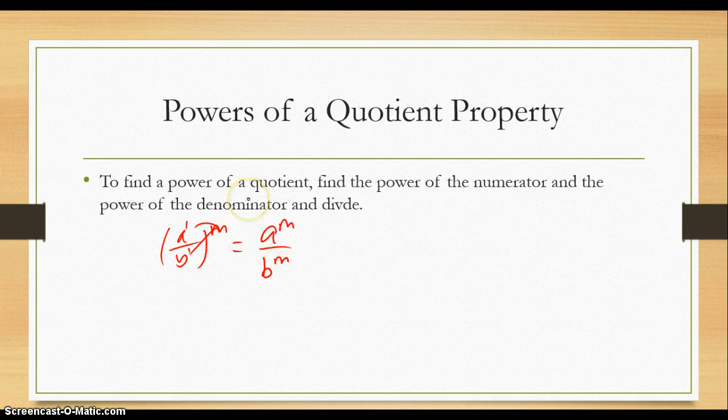So for example, if we had 3 over 2 to the 7th, we would just say that this is distribute that to the exponents, 3 to the 7th over 2 to the 7th power.